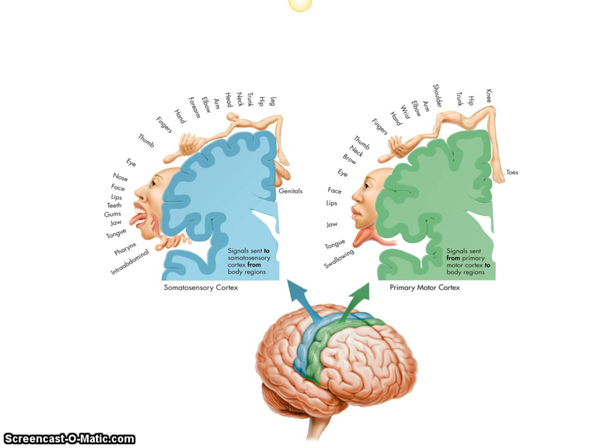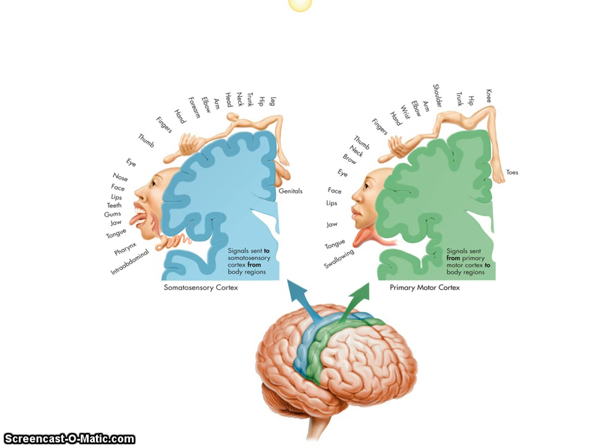On this slide, you're going to see the somatosensory cortex, which is behind the primary motor cortex, which is in the front part of your brain, right behind the motor cortex in the frontal lobe. So note that in the somatosensory cortex, the more sensitive a body part is, the greater the representation on that somatosensory cortex.